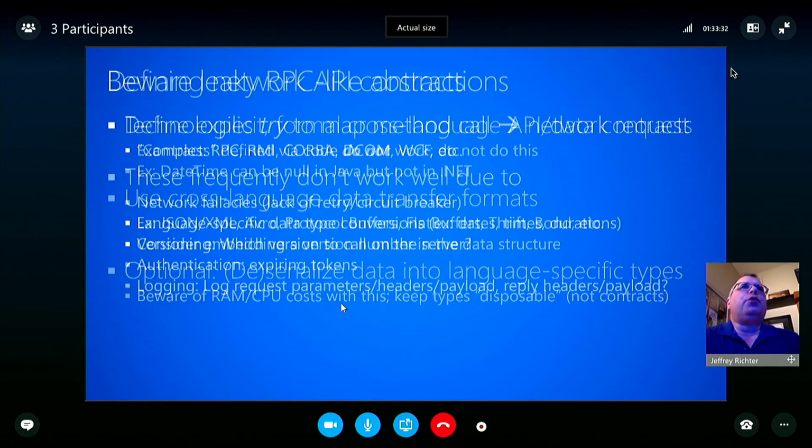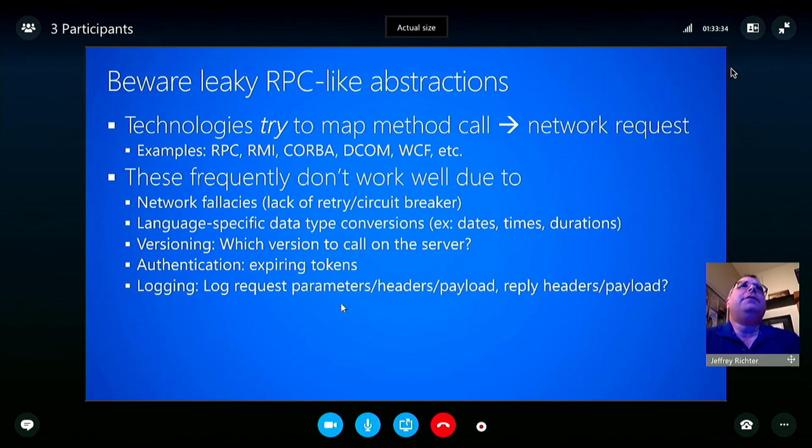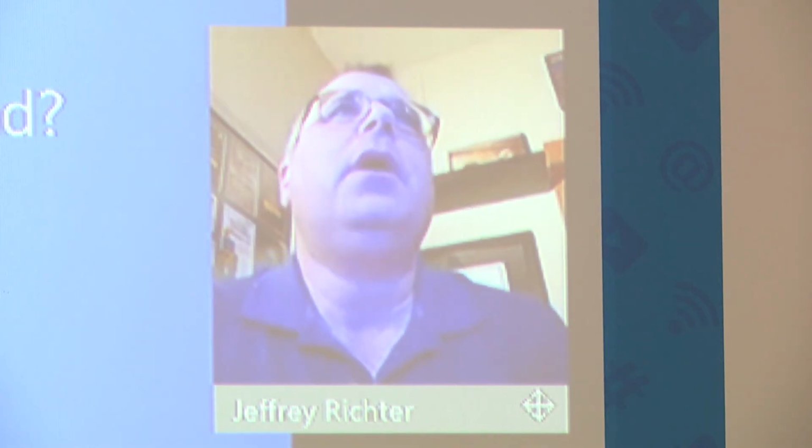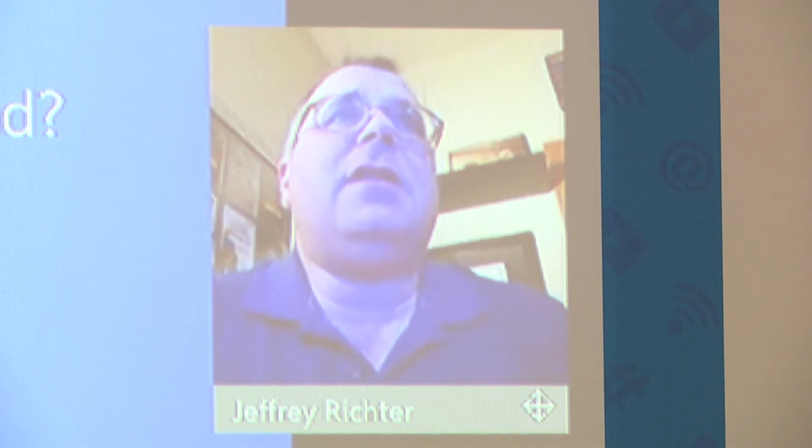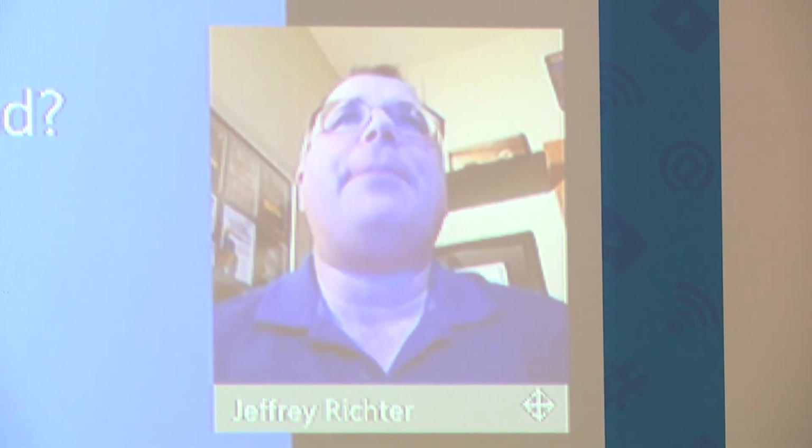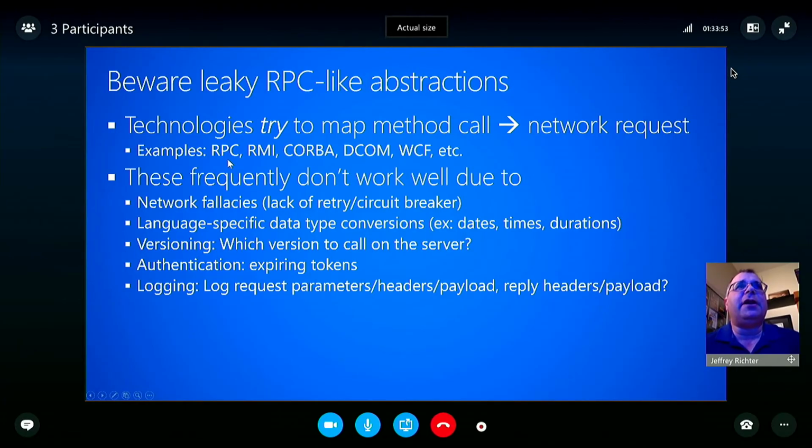This is another one that's related. Beware of leaky RPC-like abstractions. Programmers love RPC mechanisms because they make the network call look like a method call. And there are a lot of technologies that try to map these method calls to network calls. Examples of these technologies are things like RPC, RMI, CORBA, DCOM, WCF, etc.